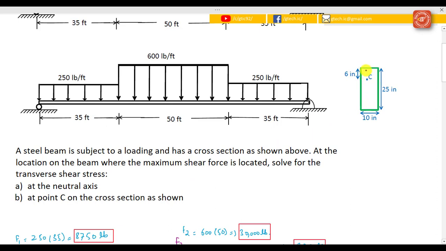At point C, the distance is 6 inches. The width of the rectangular cross section is 10 inches and the height of the rectangular cross section is 25 inches. So first we have to solve this problem for finding the maximum shear stress. As you know, we already covered this problem in our previous video lecture.